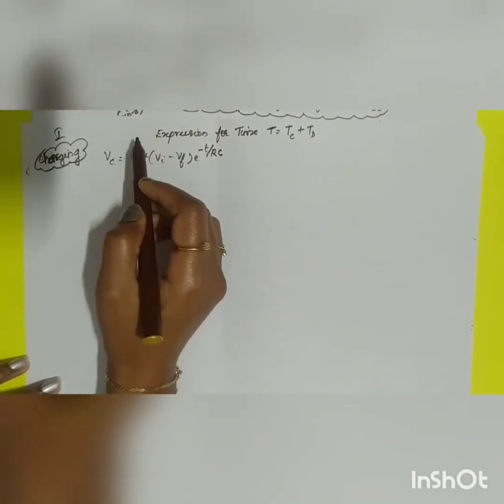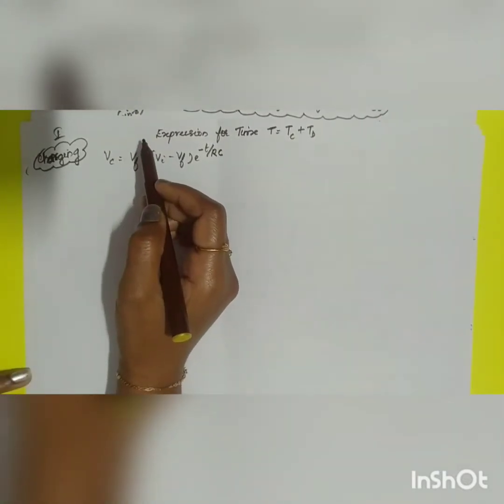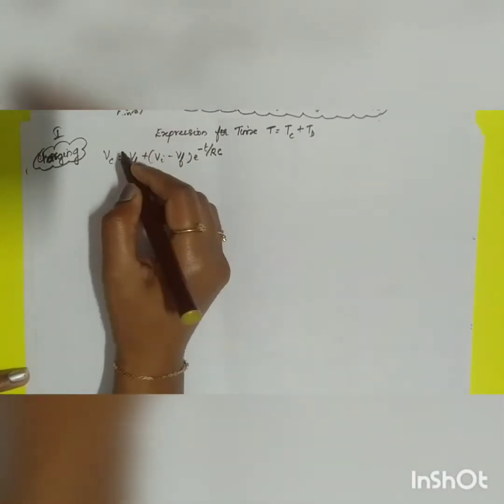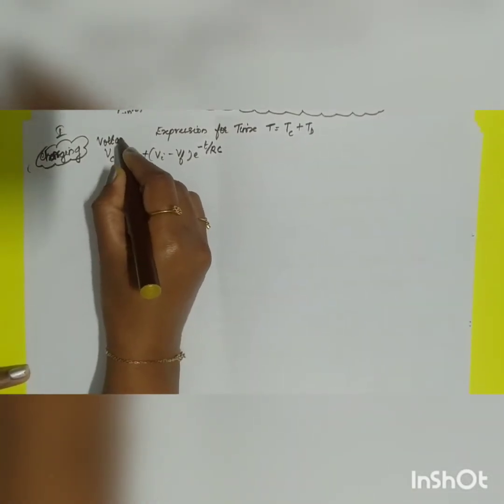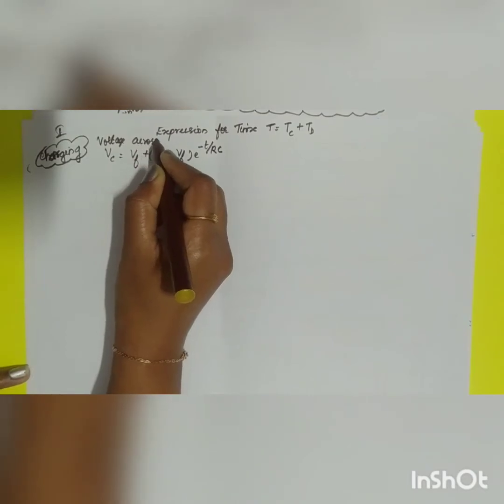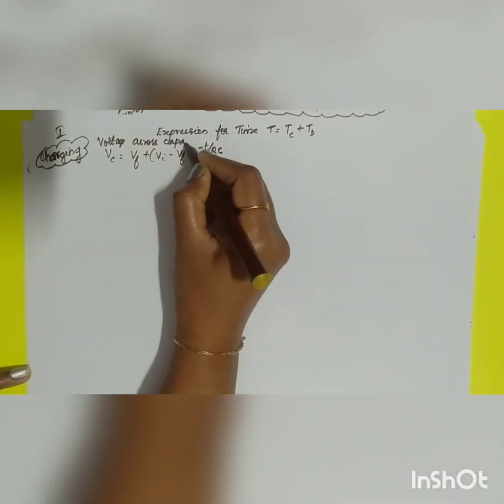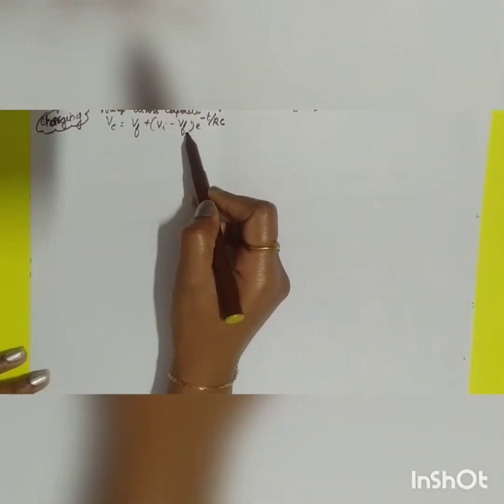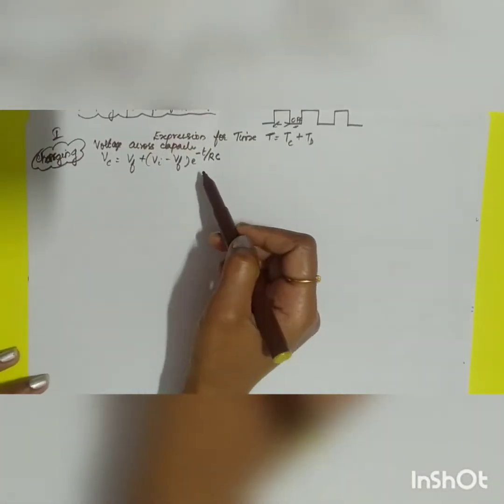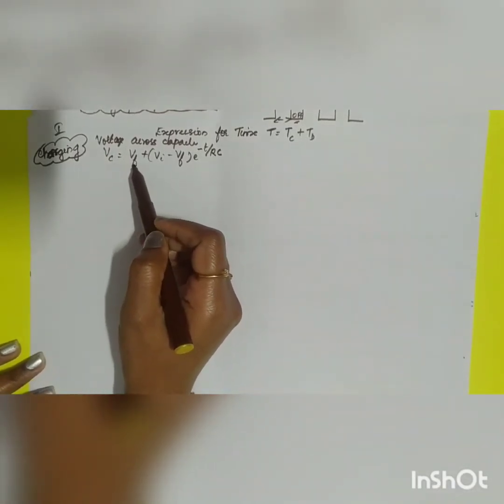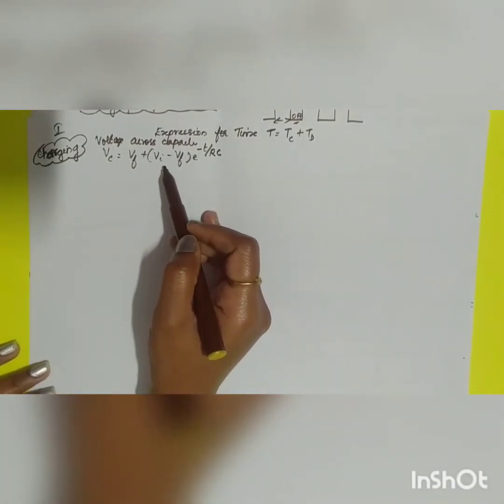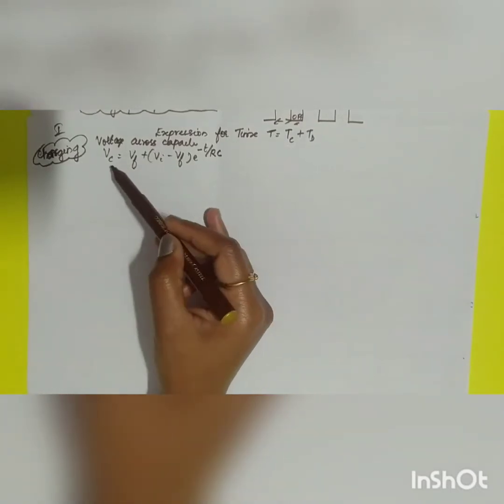So you know that in general, as we have seen in the monostable multivibrator, the voltage across the capacitor, VC, is given by Vc = Vf + (Vi - Vf) e^(-t/RC). So what is your Vf? Vf is your final voltage, Vi is the initial voltage during capacitor charging, and what is your Vc?